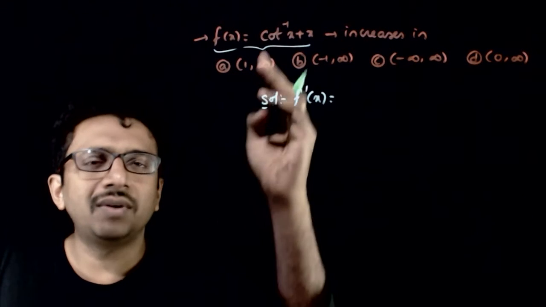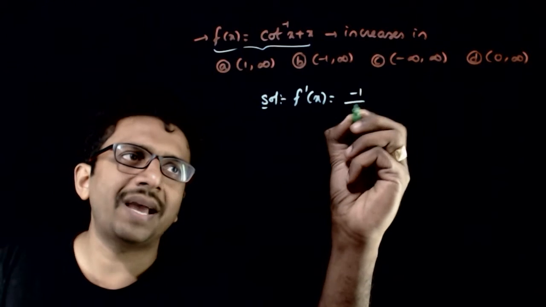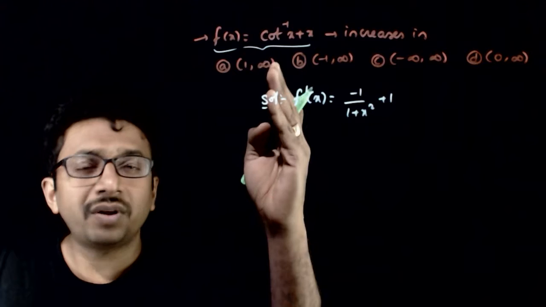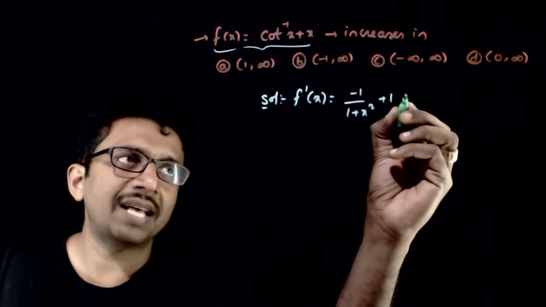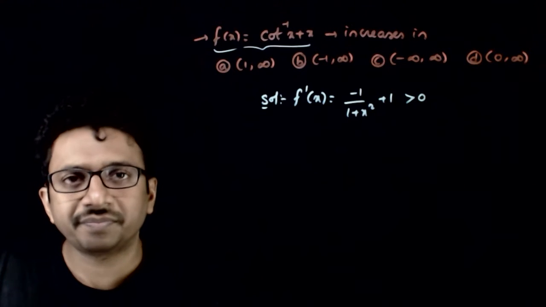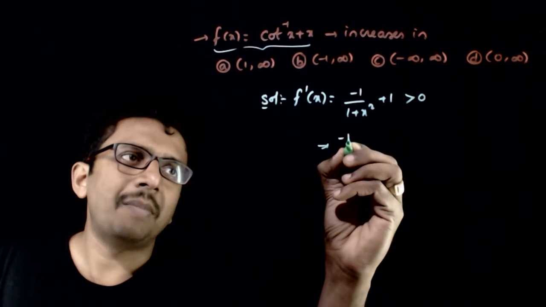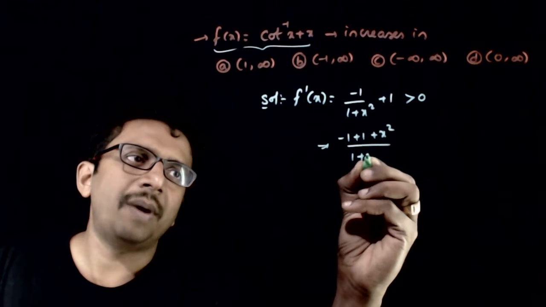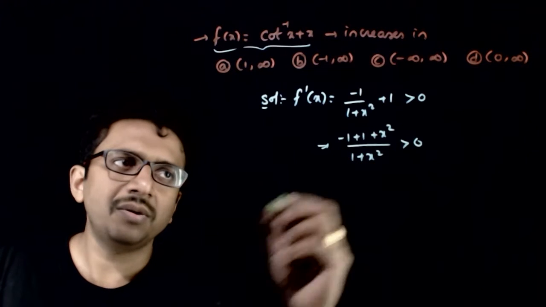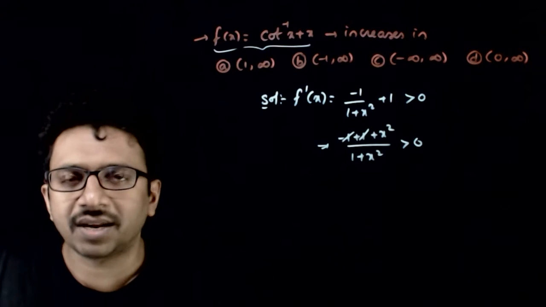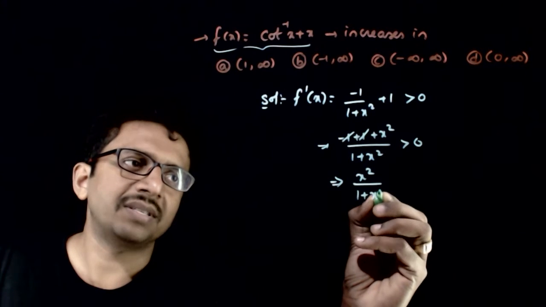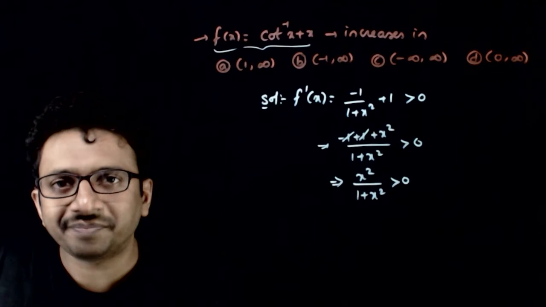f dash of x is equal to the differentiation of cot inverse x, which is minus 1 by 1 plus x square, plus 1. For this function to be increasing, f dash of x has to be greater than 0. This implies minus 1 plus x square by 1 plus x square should be greater than 0. So this minus 1 and plus 1 get cancelled. This implies x square by 1 plus x square is greater than 0.